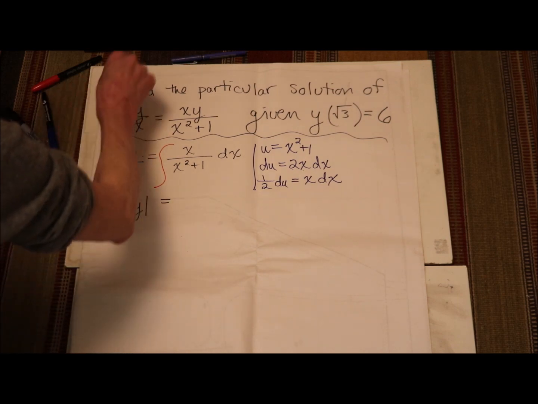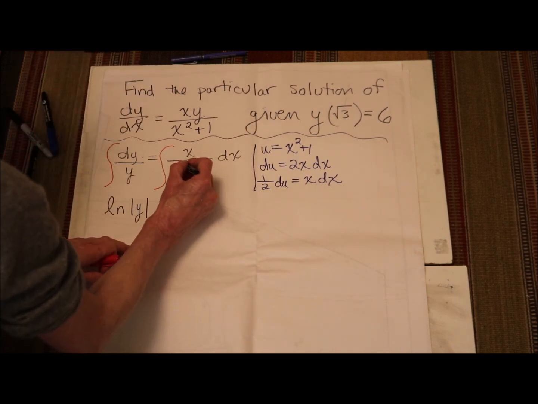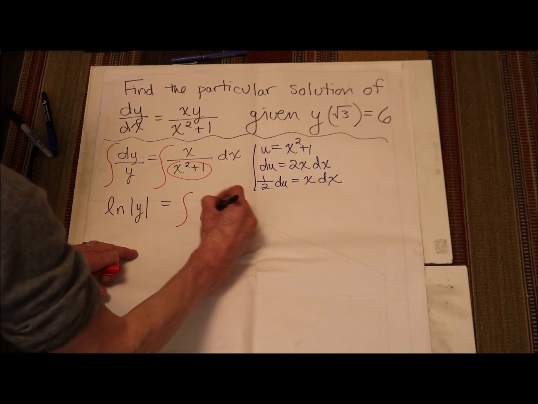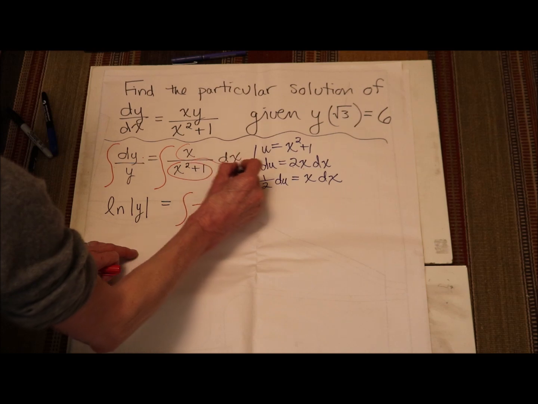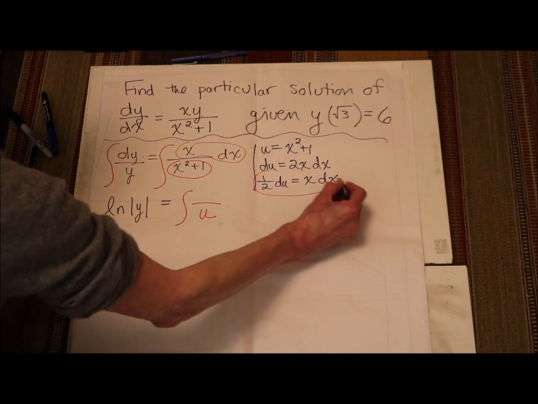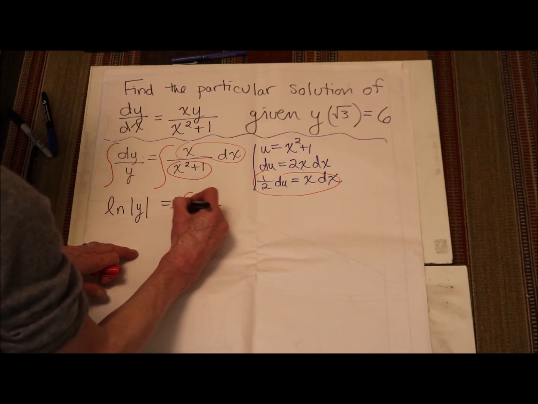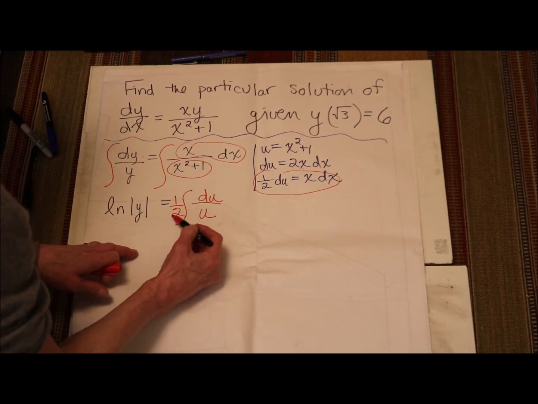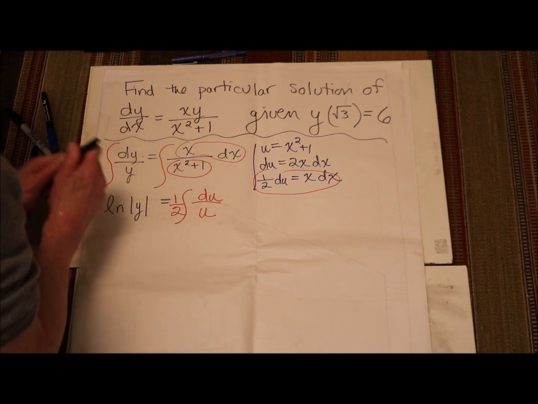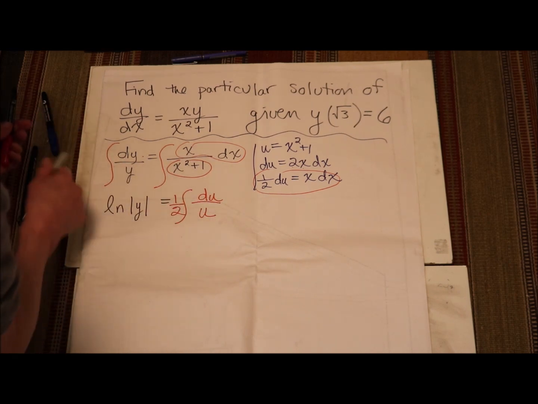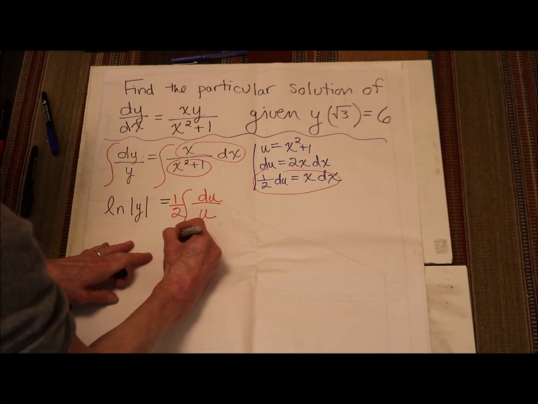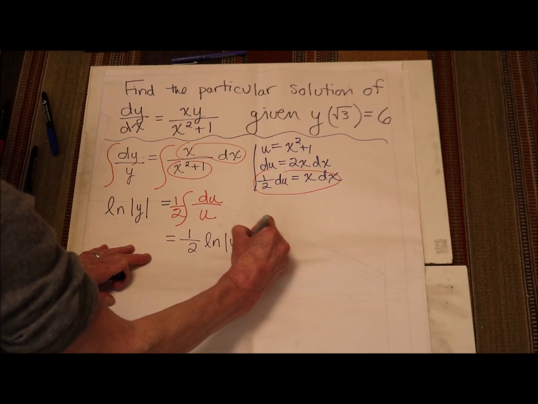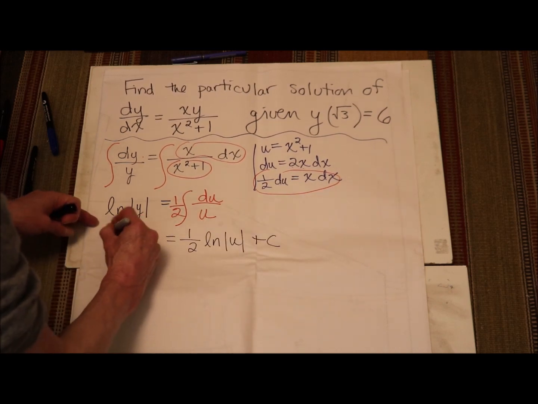Alrighty, so now I'm ready to roll. So this right here is going to become my u, and I'm transferring to u land. This x dx is going to be replaced with 1/2. I'm just going to put the 1/2 out front because it's a constant. You don't have to do that, but you can. Okay, so now let's see. That's going to be another natural log. So 1/2 times the natural log of the absolute value of u plus c.